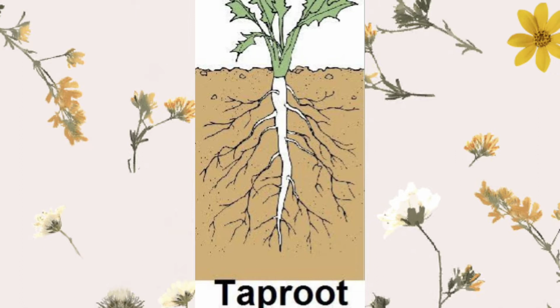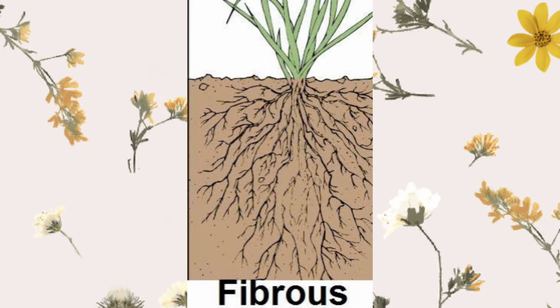Taproots generally penetrate deeply and are therefore well suited for plants that become larger each year. The fibrous root system is usually found in seedless vascular plants and most monocots, such as grasses. No single root stands out.